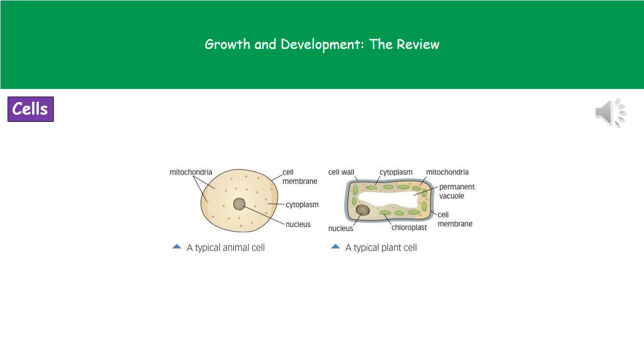So first thing we need to know then are the structures found in a typical animal cell and a typical plant cell. So best thing you can do here is just practice drawing them out and labelling those parts. So your animal cell should always have 4 parts: the mitochondria, cell membrane, cytoplasm and nucleus, whereas your plant cell should actually have 7 parts. So the nucleus, the chloroplast, cell membrane, the vacuole, the mitochondria, the cytoplasm and the cell wall.